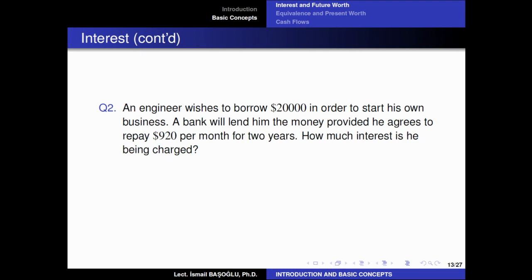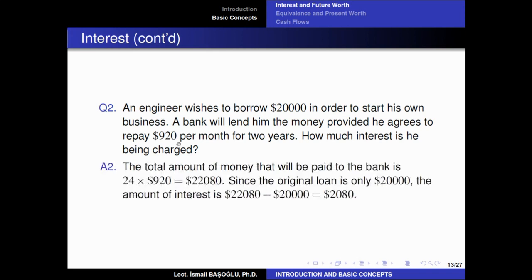The engineer needs to pay interest for the time that he's going to keep that money away from the bank. He agrees to repay $920 per month for 2 years. So for the following 2 years, which means for 24 months, he is going to pay $920 each month. These are called the installments of the payment plan. So how much interest is he being charged?